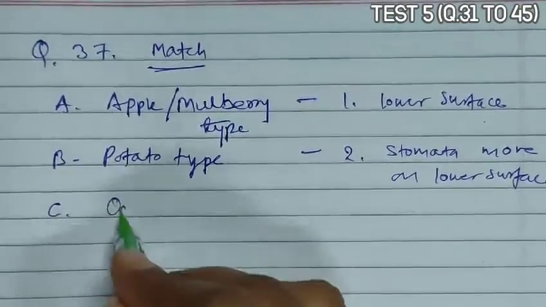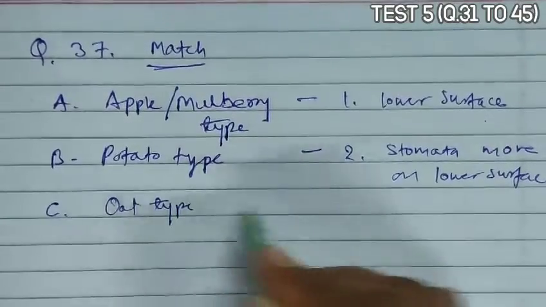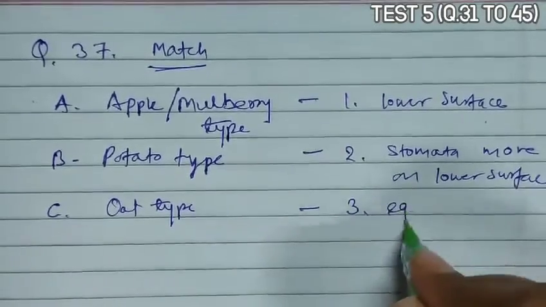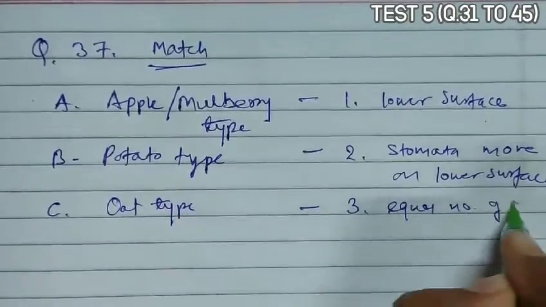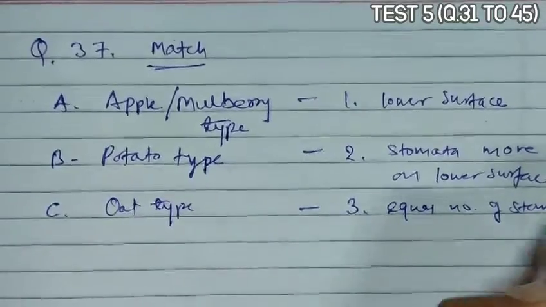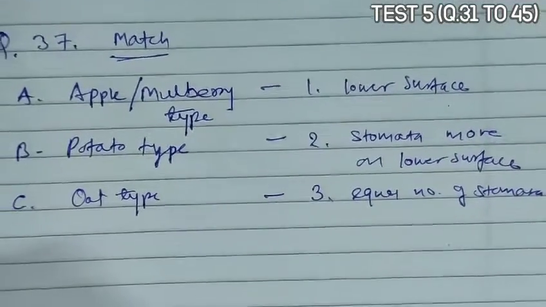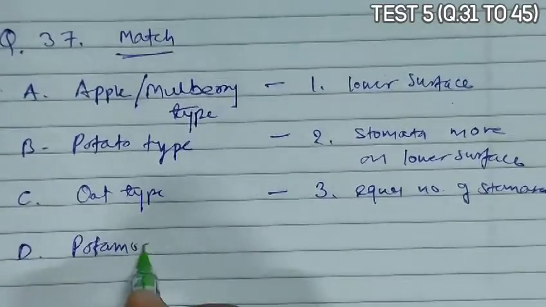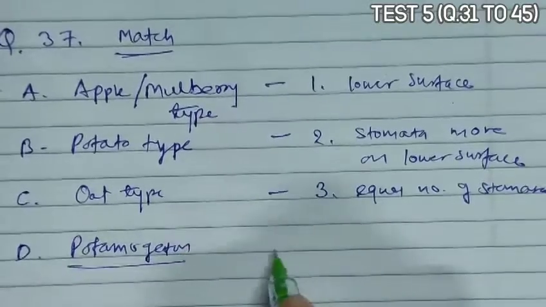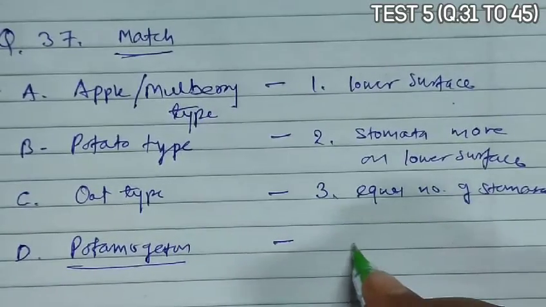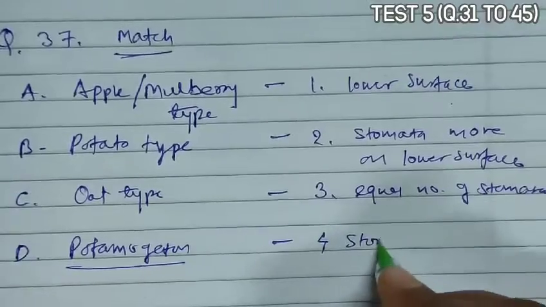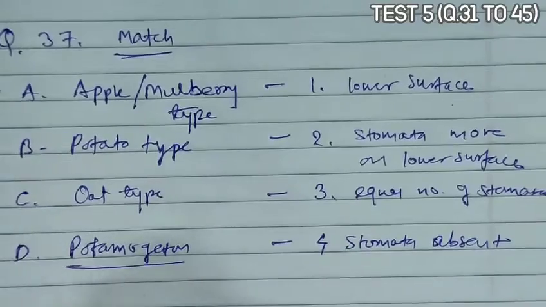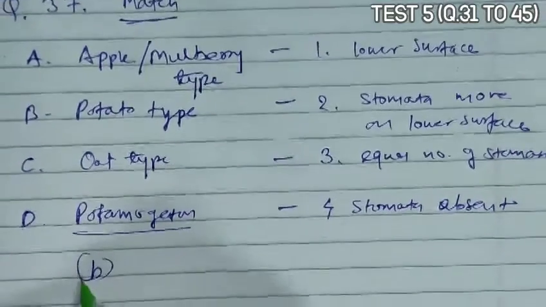Option C is given as oat type, and oat is a monocot. In monocot there is an equal number of stomata on both surfaces. And D is given as potamogeton, and in potamogeton type stomata are vestigial or absent. So that is the fourth option. So according to this match, option B becomes the correct answer.